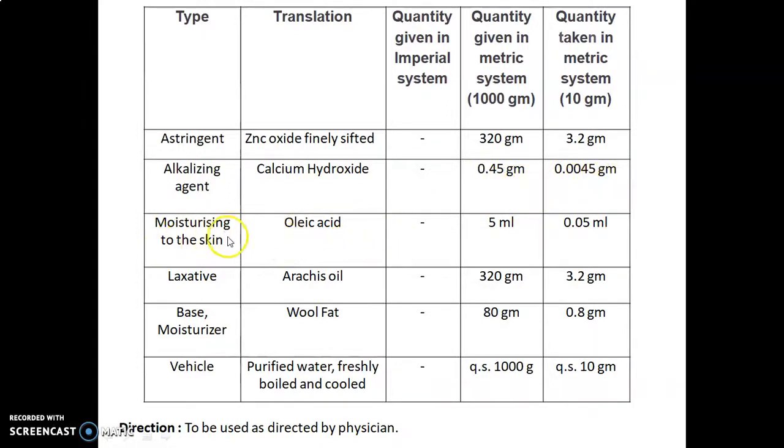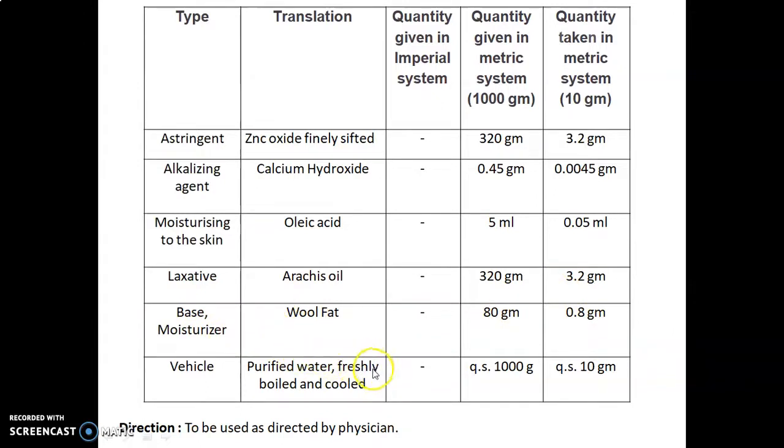Oleic acid is used as a moisturizing agent, maintaining the moisture balance of the skin. Quantity given is 5 ml. Taken quantity should be 0.05 ml. Then arachis oil, used as a laxative, quantity given is 320 gram. Taken quantity should be 3.22 gram. Wool fat, used as a cream base and also a moisturizer, quantity given is 80 gram. Taken quantity should be 0.8 gram.